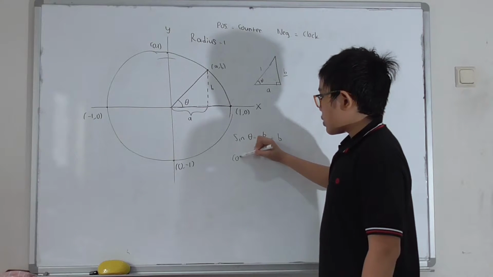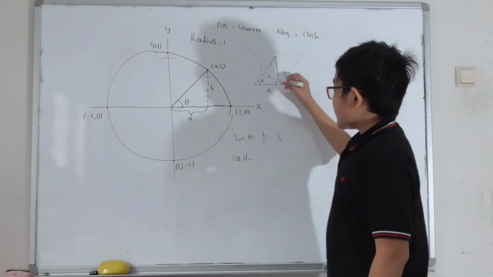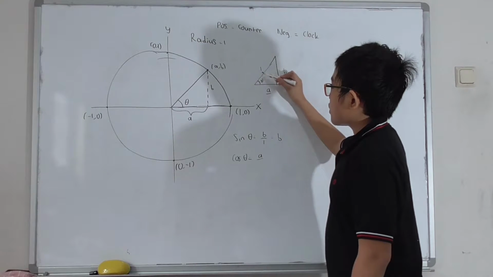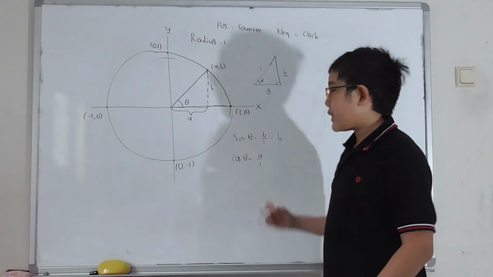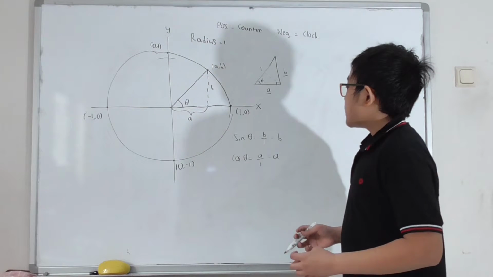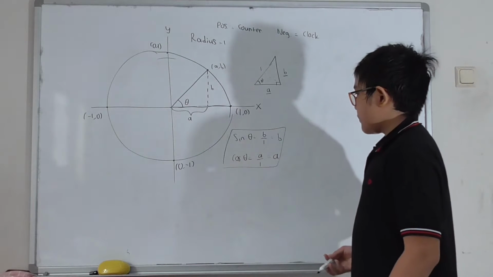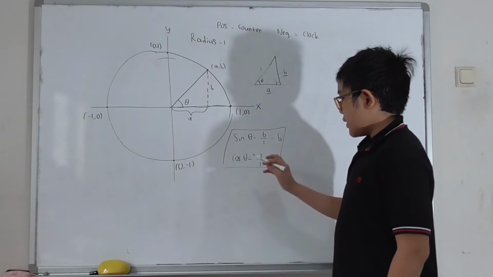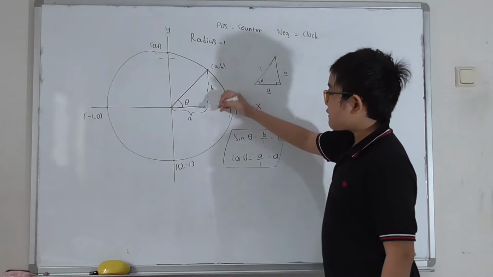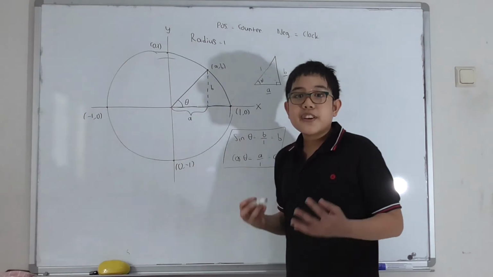And then, what about cosine of theta? Well, same thing. It's going to be the adjacent, which is this side, A, divided by the hypotenuse, which is 1. A over 1 is basically A. And then, next, let's just take a look at the sine and cosine. So the sine is going to be B and the cosine is going to be A. But look, B is the y value of the point and A is the x value. This is very fascinating.